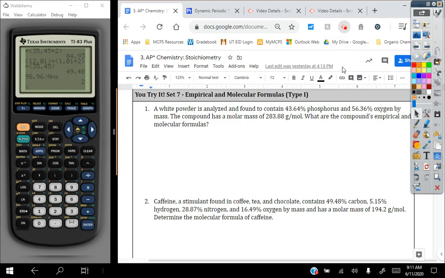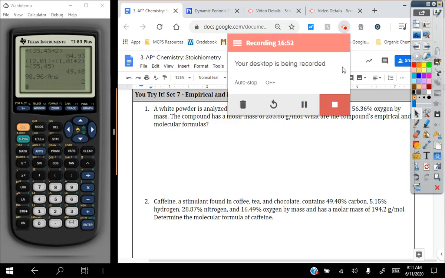And I think we're short on time here. Yeah, I don't have time to do a second one in about 4 minutes. So that is going to be all for this lesson. In the next one, we'll talk about type 2 and type 3 empirical formula problems.